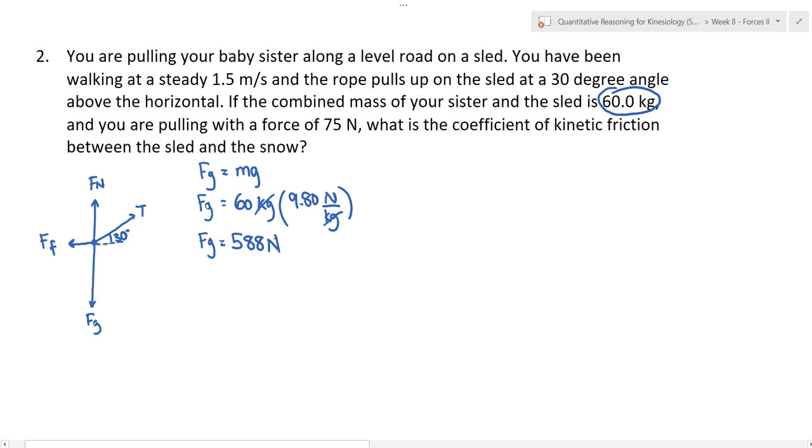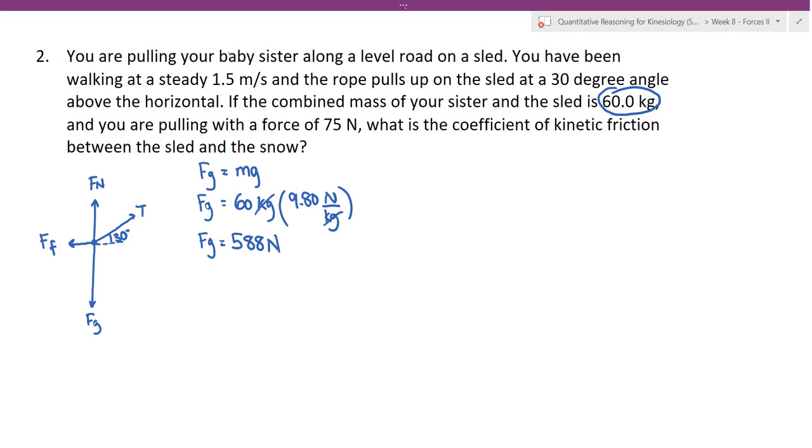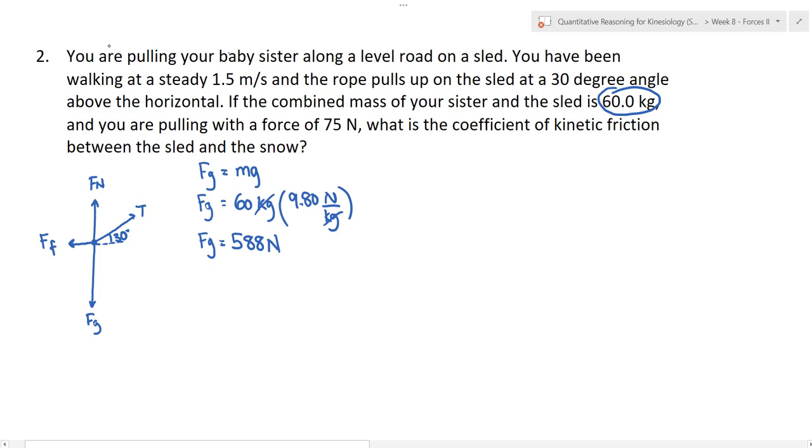So next we want to find normal force, but this time, does the normal force equal the force of gravity? Well, if it did, we would still have a y component of the tension force, which would cause my sister and the sled to fly upwards and accelerate up into the sky. And we don't want that to happen. We want all of the y components of all the forces to cancel each other out. So what I'm going to do is decompose this force of tension here. And I'm going to call this one Tx and this one Ty.